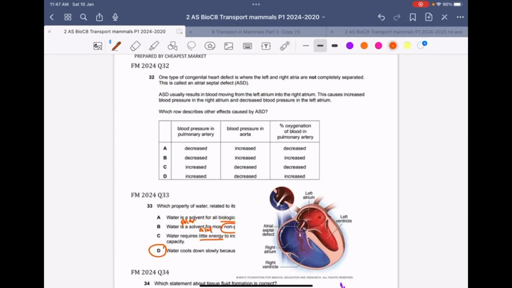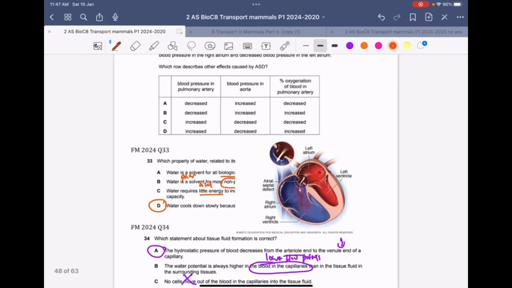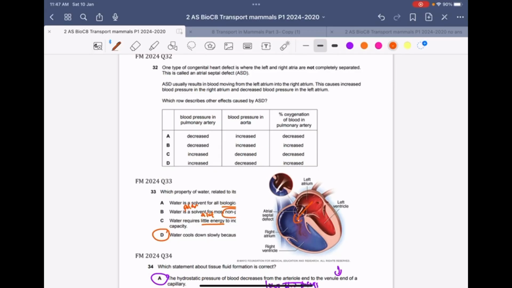It will cause the blood to move from the left atrium to the right atrium. The left atrium has a lot of oxygenated blood, so there will be an increase in the oxygen concentration on the right side. So that's why the answer is D.